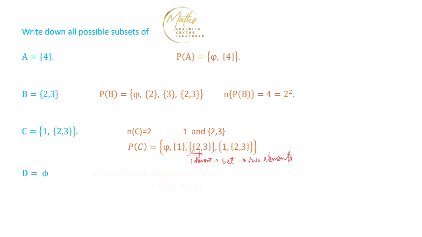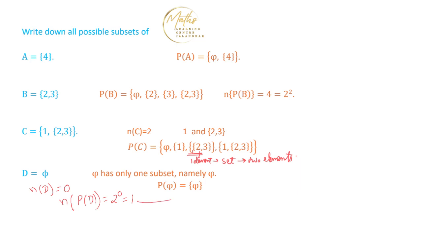Next the set D is given. We know that phi has only one subset, phi itself. So we are saying that the power set of phi is equal to the set containing the element phi. Why? The number of elements in D is equal to 0. So the number of elements in the power set of D is 2 raised to the power 0, which is equal to 1. So this set contains one element, that is the empty set.